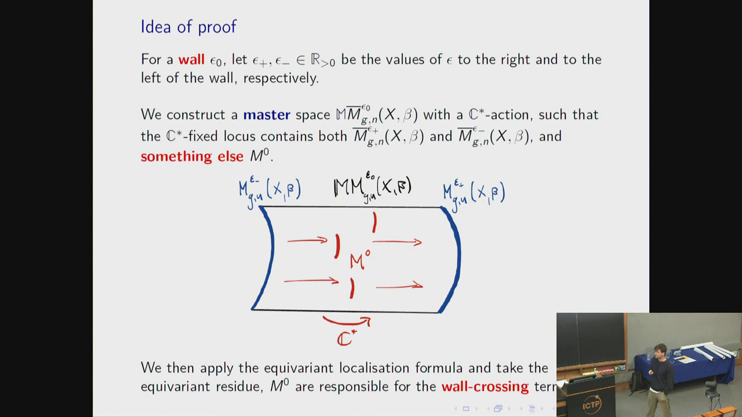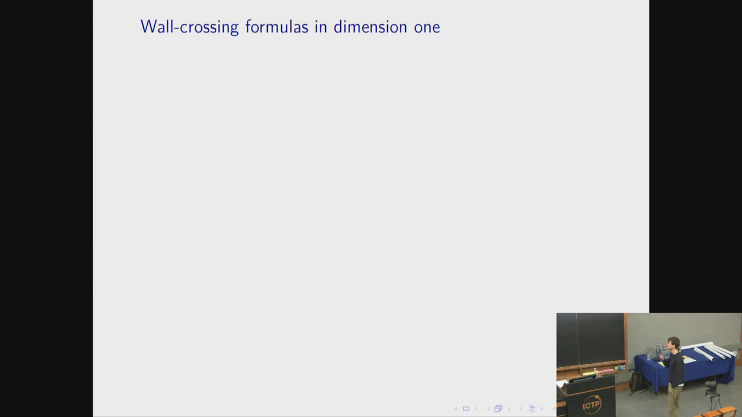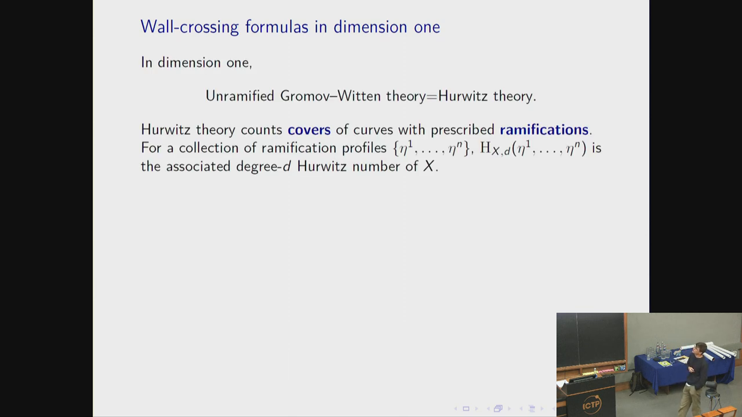Okay. Now let me talk about these wall crossings in general. In dimension one, there is already something interesting. Firstly, in dimension one, unramified Gromov-Witten theory is just Hurwitz theory, as I mentioned. Hurwitz theory is something much more concrete. It literally counts on the nose how many covers a curve has with specified ramifications. It's expressible purely in terms of topological data, the fundamental group of the curve, or the representation theory of symmetric groups. Ramifications are just partitions of the degree. For each collection of ramification profiles, we can define a Hurwitz number. It counts how many covers of degree D with a specified ramification profile a curve X has. In this case, X is of dimension one.